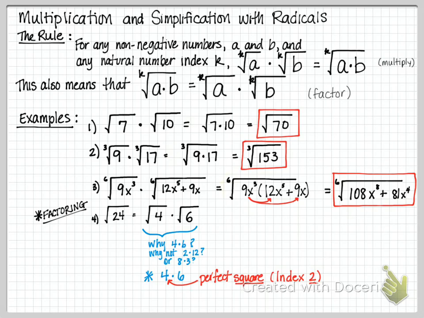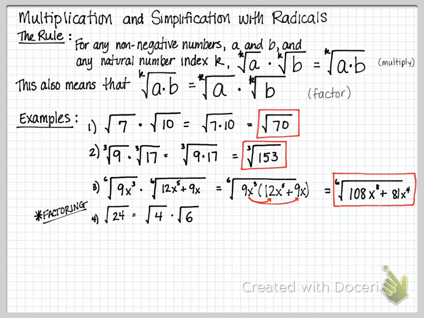We wanted 4 times 6 because the 4 is a perfect square. This is an index of 2. We want perfect squares. We want to factor out those perfect squares. If this was an index of 3, we would want to factor out perfect cubes. If it was an index of 4, we would want to factor out things that were perfect multiples, the things that would have been to a power of 4. So we've got this square root of 4 times the square root of 6. Well, that's 2 times the square root of 6.